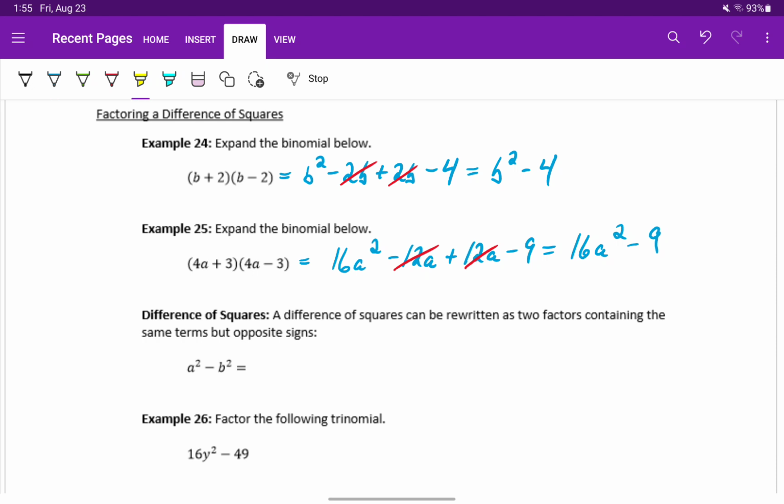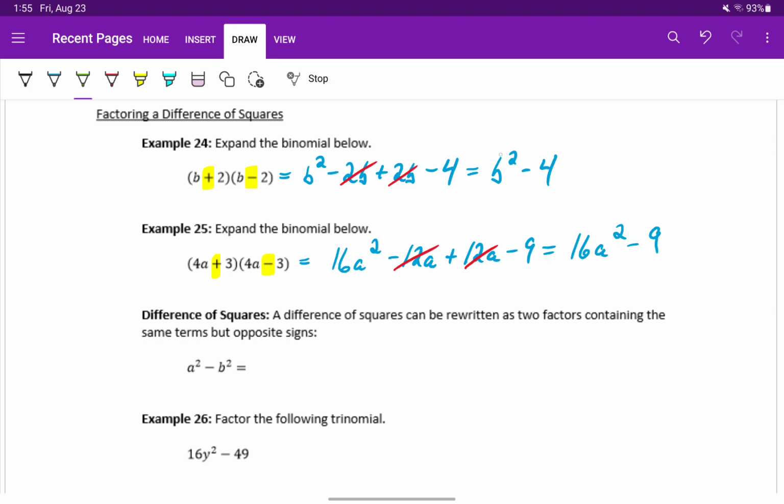The pattern that we can pick up on here is that in each case, the binomials that we were multiplying together were nearly identical. The only difference was that one had a plus sign, one had a minus sign. Otherwise, the terms are identical in those two binomials.